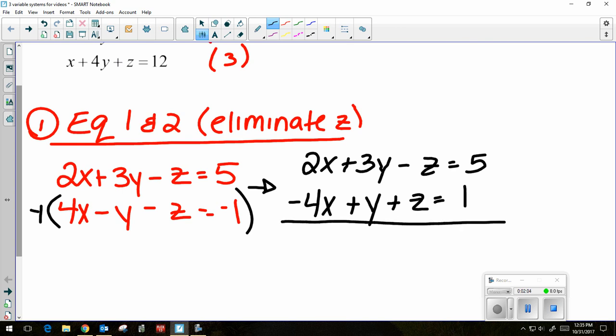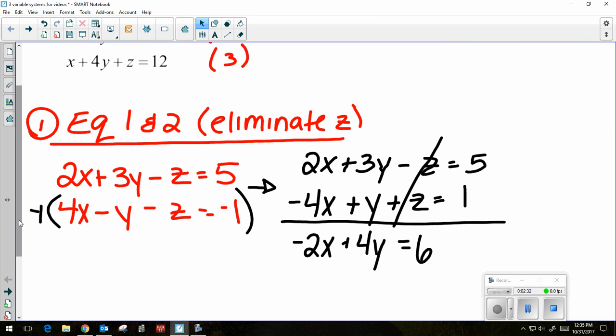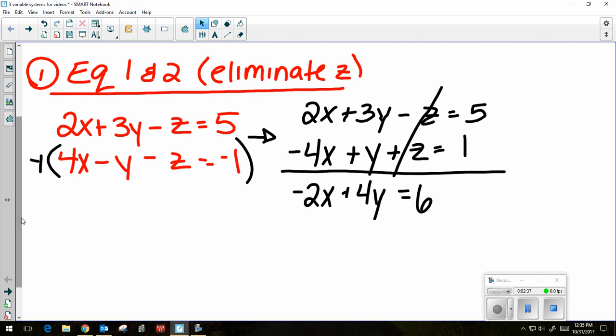Now I'm going to add them together. 2x minus 4x gives me -2x. 3y plus y gives me 4y. And -z and +z cancel. Then I have 5 plus 1, which gives me 6. Now I'm going to leave that alone for a second. If you want to, you can label it as equation A, but I'm just going to leave it right there for a second. Now I'm going to do the same thing, except I'm going to pair two different equations together.